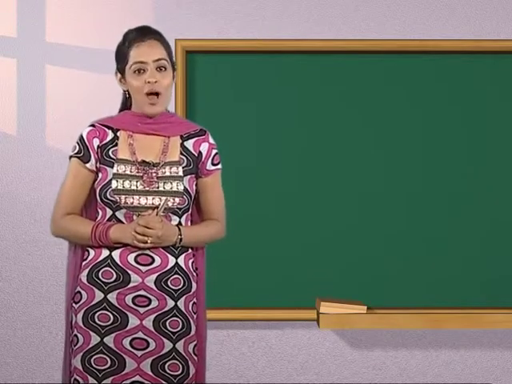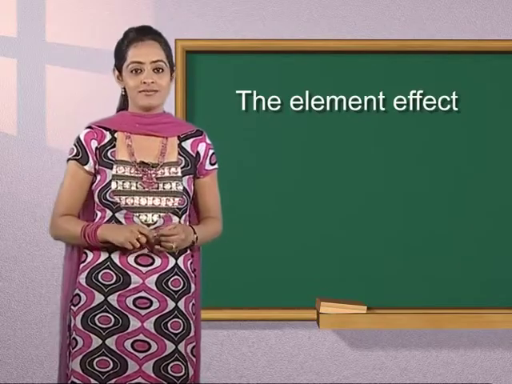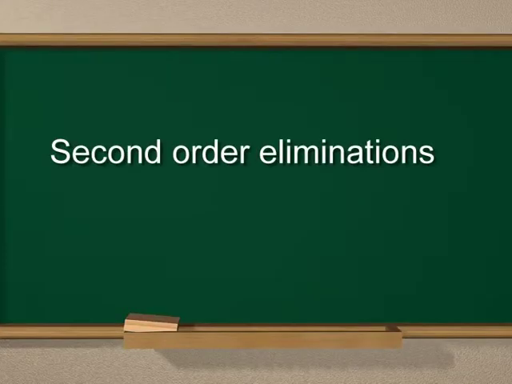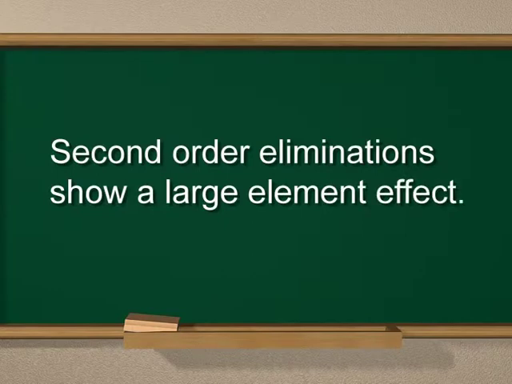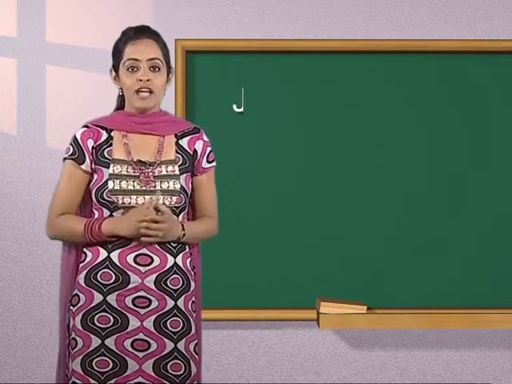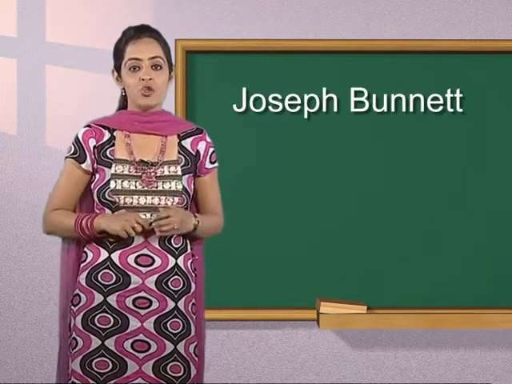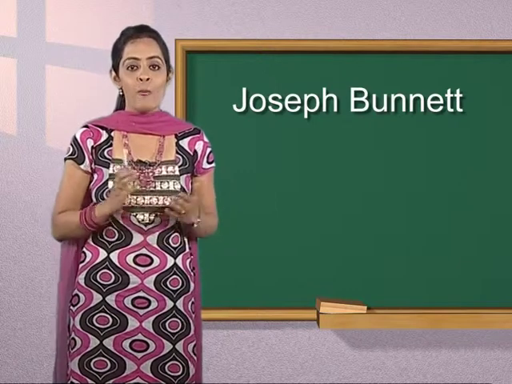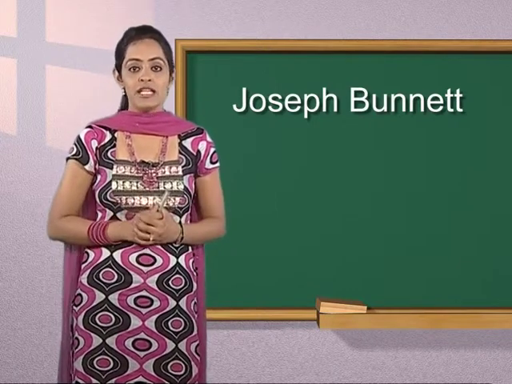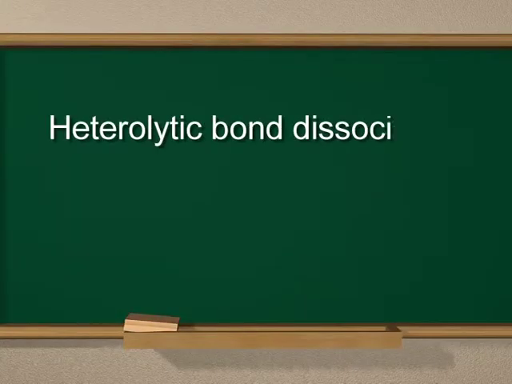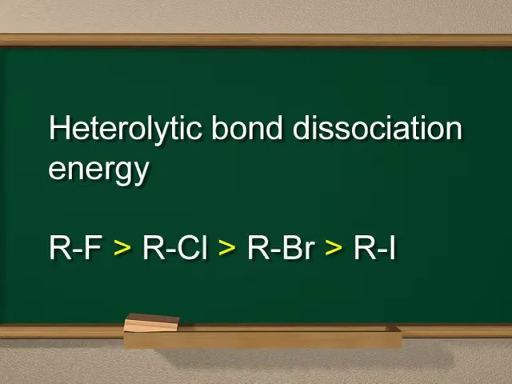Children, let us now have a look at the element effect. Second order eliminations show a large element effect. It has been pointed out by Joseph Burnett that evidence on this point has existed for many years in what he has named the element effect. Heterolytic bond dissociation energies show that the strength of carbon halogen bonds follows the sequence shown on the screen, which shows that carbon halogen bonds for alkyl fluorides are the strongest.